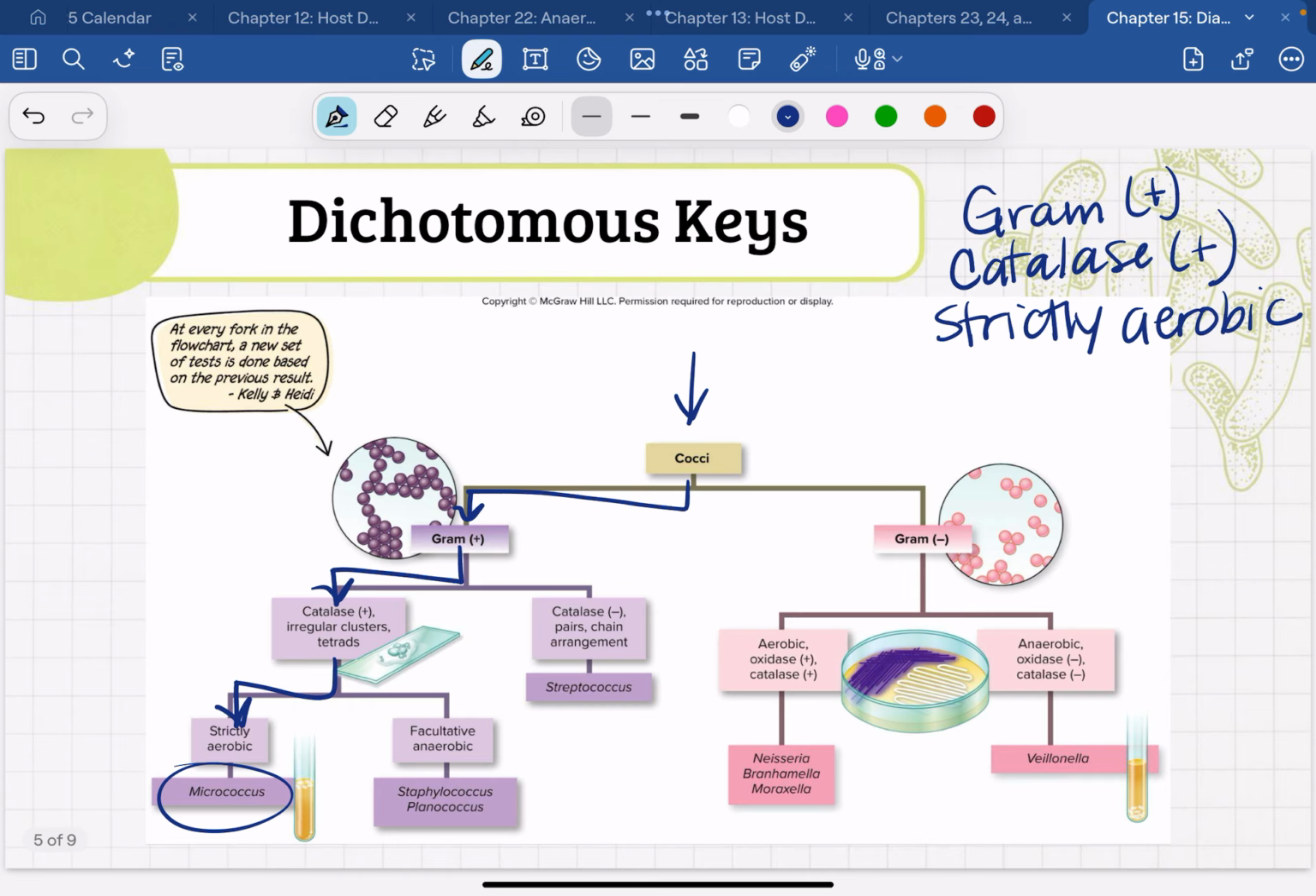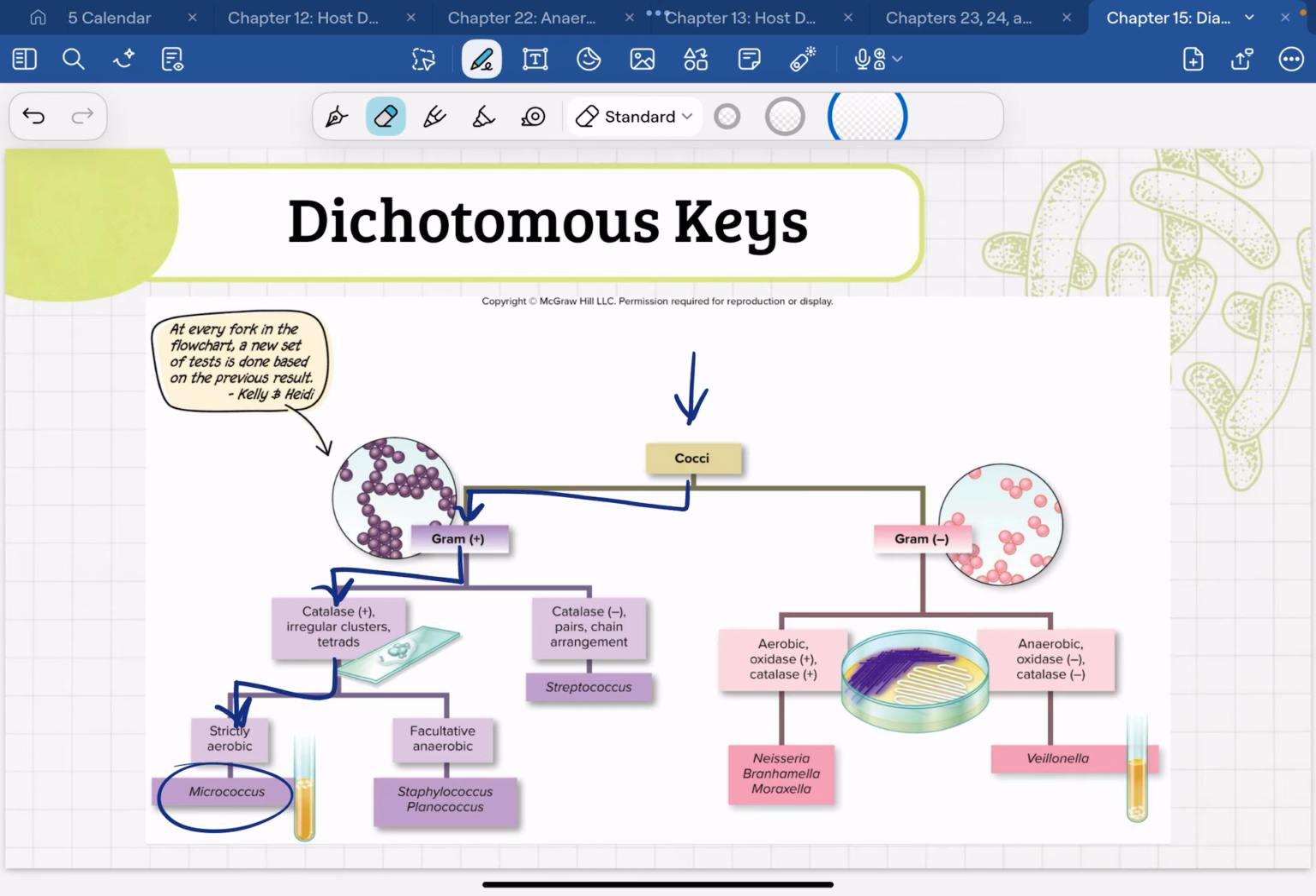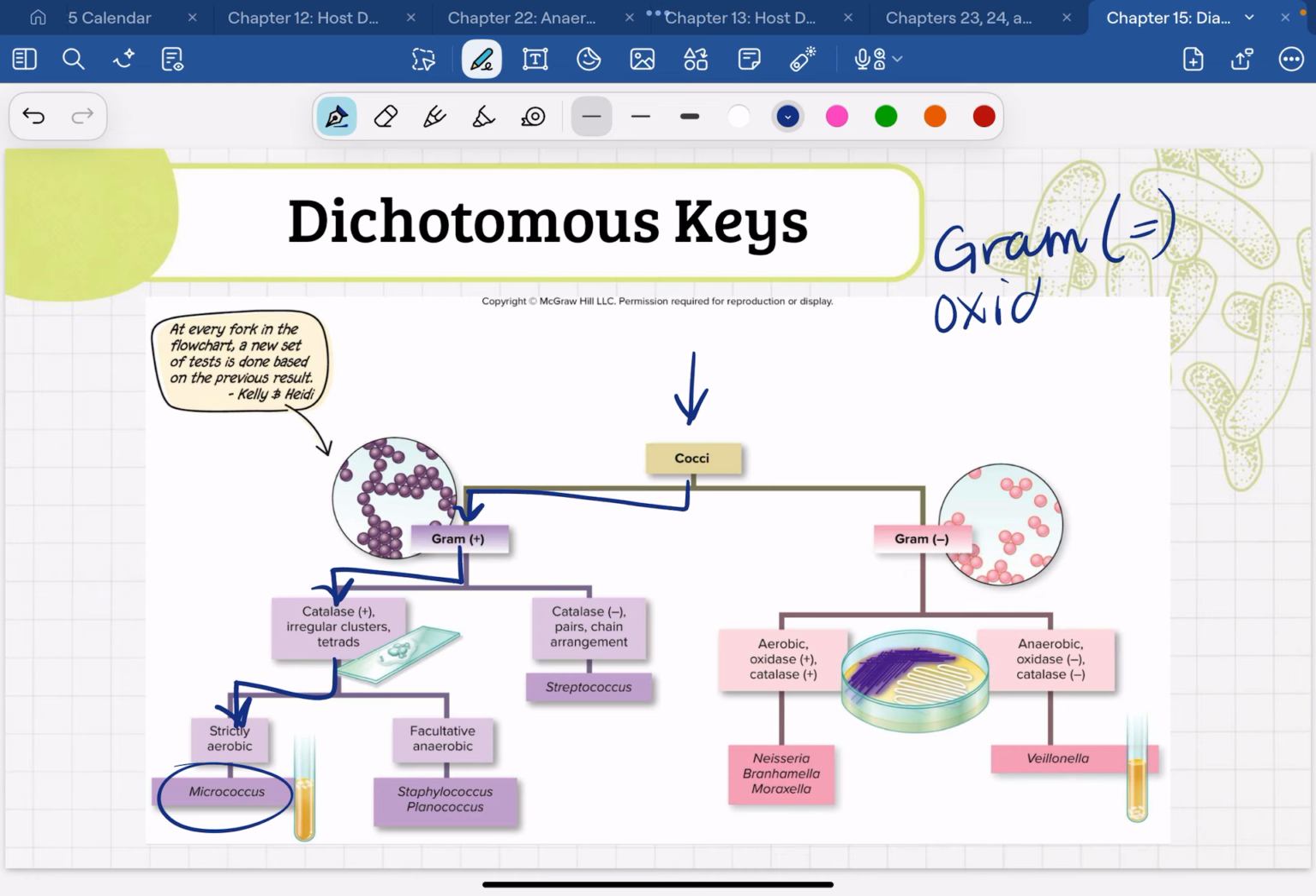All right, what if it was gram negative, oxidase negative? Veillonella. That's a weird word, but it's Veillonella. It's the V one down at the bottom, okay? Because again, it's gram negative, oxidase negative, Veillonella.